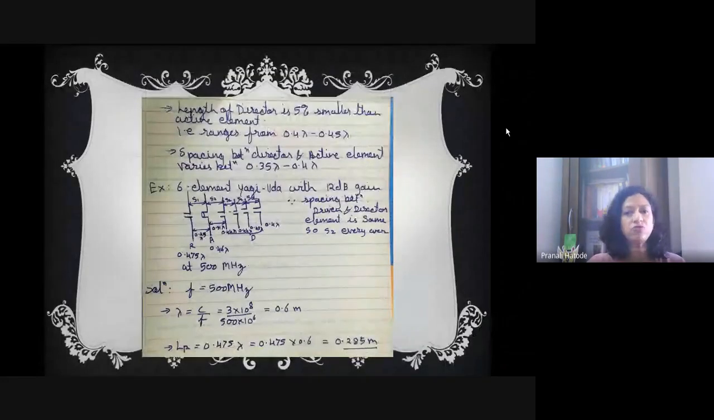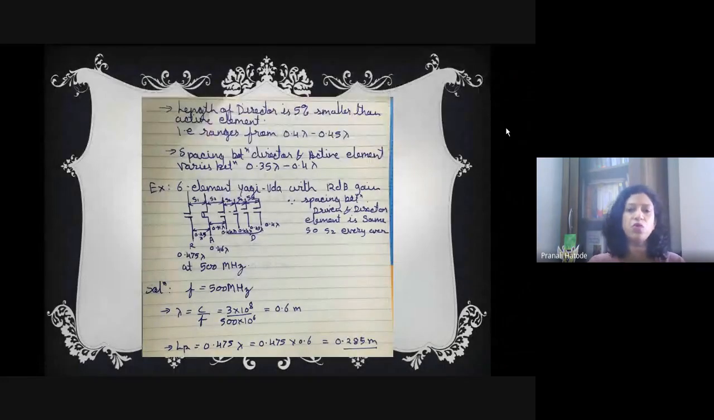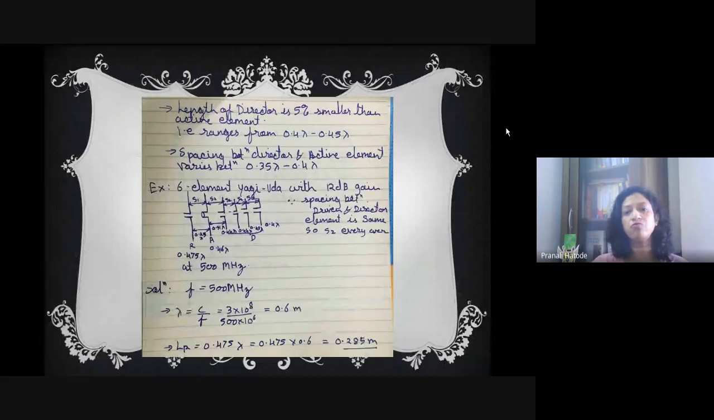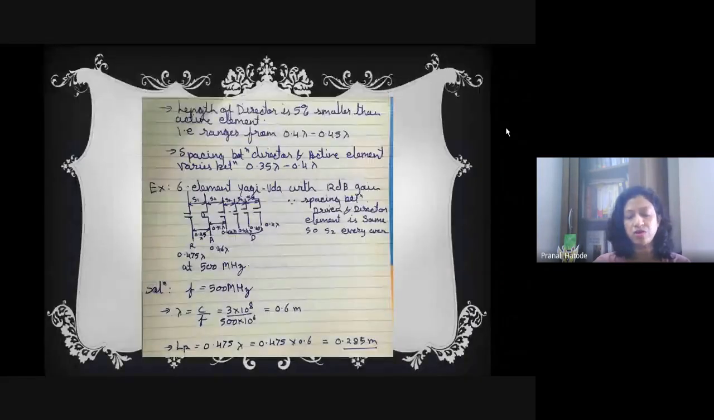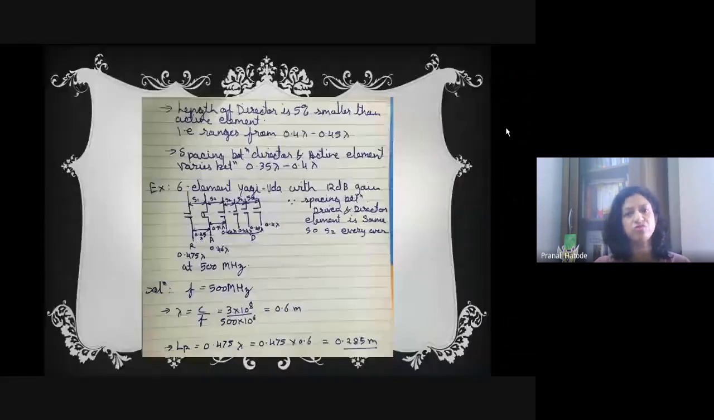The length of all the directors must be 5% less than the active element. That means the length of the directors must fall between 0.4 lambda to 0.45 lambda. The spacing between the directors and the active element must fall between 0.35 lambda to 0.45 lambda. Now these are important guidelines when you design a 6-element Yagi antenna. Based on these specifications only, you have to design a 6-element array antenna.